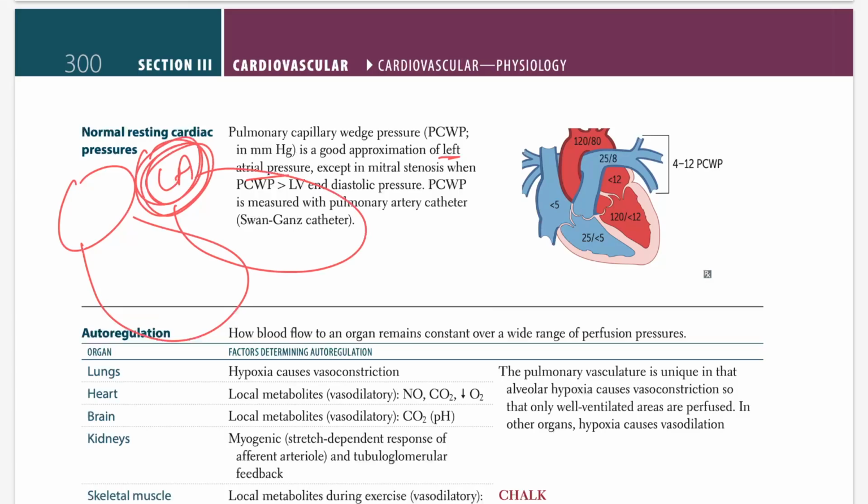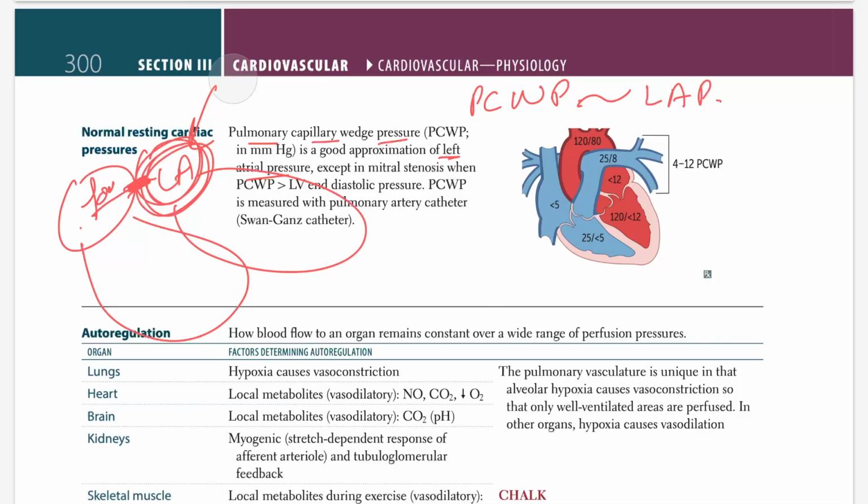Why can't we just directly look at the left atrial pressure and say, okay, PCWP, which is the pulmonary capillary wedge pressure, is about equal to your left atrial pressure? Why? Because if you recall, we don't have any catheter that goes into the left atrium unless we break a place here, which is called the foramen ovale. So if you want to look at the pressure of the left atrium, you would have to open up the foramen ovale to see the pressure. That's not right, so you want something else for that.